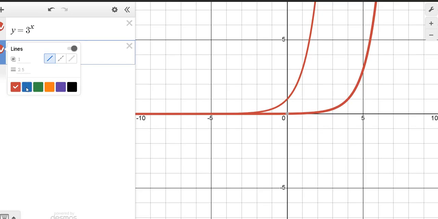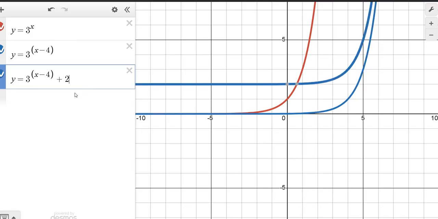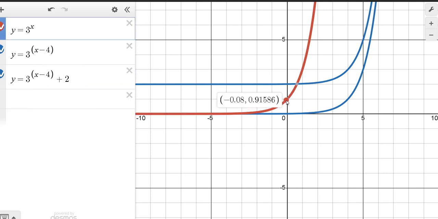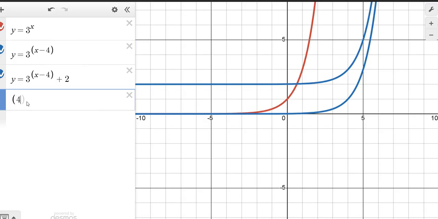All right, nice. How about y equals 3 to the x minus 4 and then plus 2? Now what's going to happen with that plus 2? Up 2. So the point that was at 0, 1 got shifted to 4 and 1, and then you're going to add 2, so it should be up here. So you should have a point at 4 and 3. Those are the points I generally like you to keep track of for your graphs.